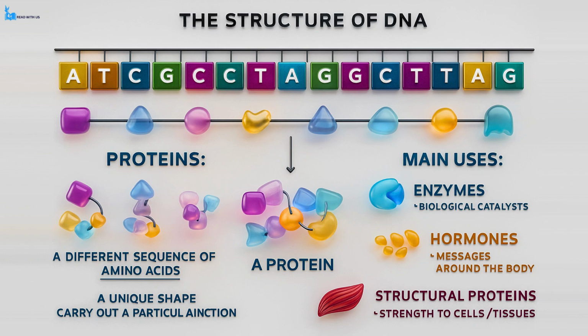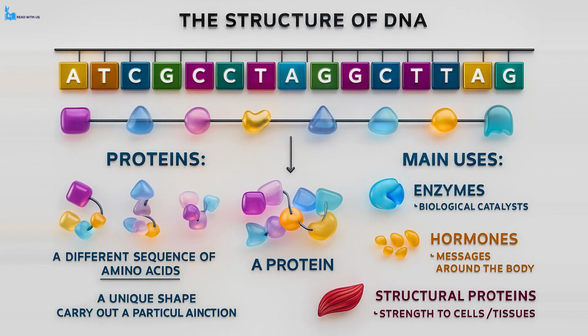Some of the most important types of proteins are enzymes, which act as biological catalysts to speed up chemical reactions. Hormones are another type of protein, responsible for transmitting signals and messages around the body. And then there are structural proteins that give strength and support to our cells and tissues, forming key parts of skin, muscles, and even hair.